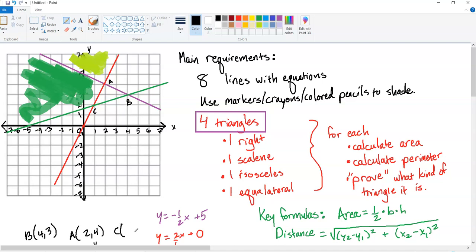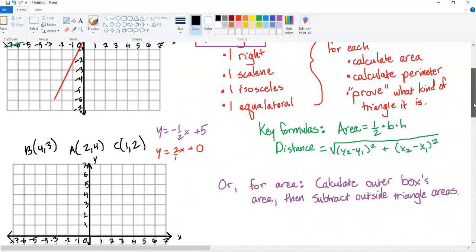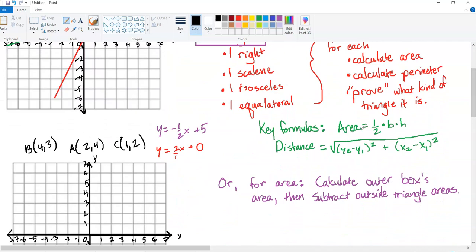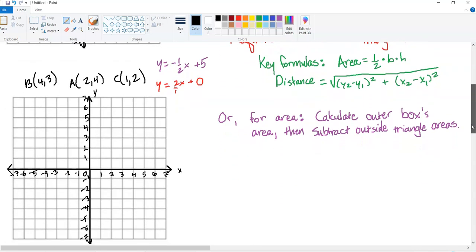And C was at 1, 2. And that's the triangle I'm on. So now I'd move over to my work page, and I would actually do my analysis on that triangle. Now you have 2 key formulas you're going to use: area, 1/2 base times height, and distance formula. However, I've got a little bit of a simpler way.